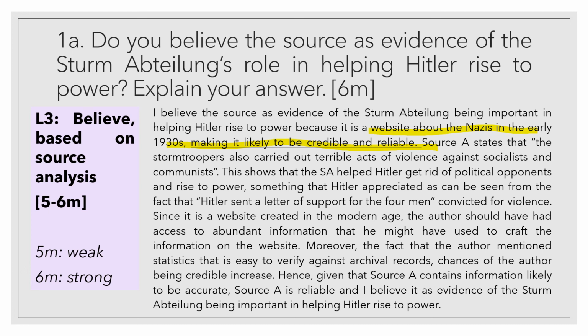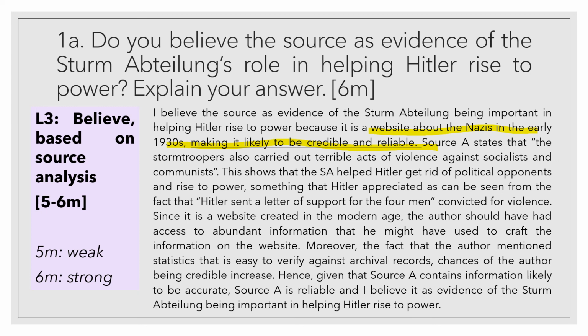So it is a website about the Nazis in the early 1930s, making it likely to be credible and reliable. The minute I see this line, you get an automatic L1. If you do not even have this line, and if your cross-reference answer is wrong, then you will get 0. A lot of you got 0 for this assignment because of such careless mistakes. So please be sure not to make such mistakes in your weighted assessment.